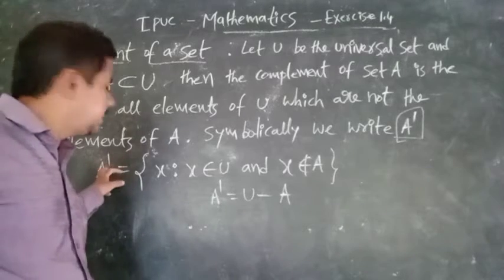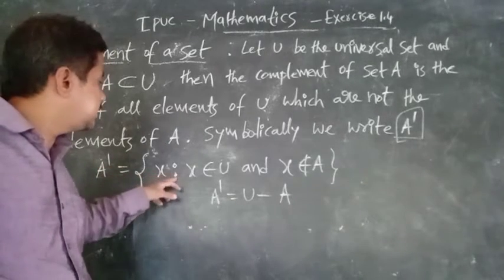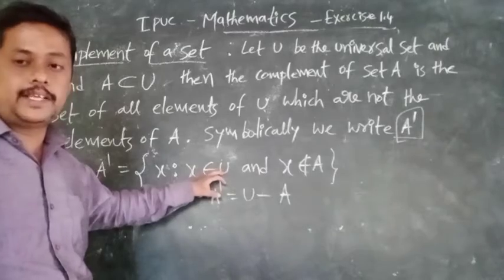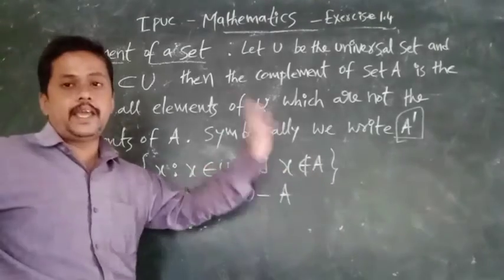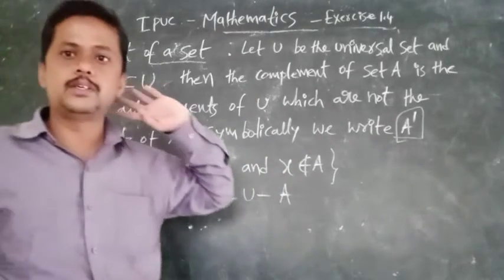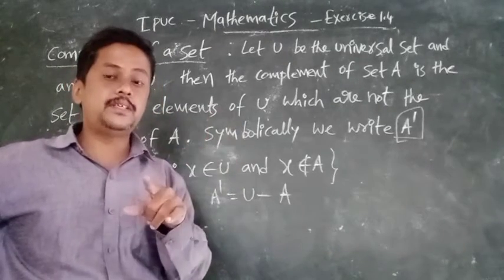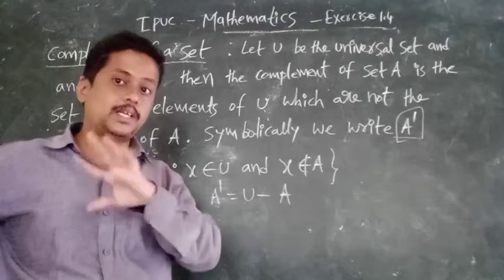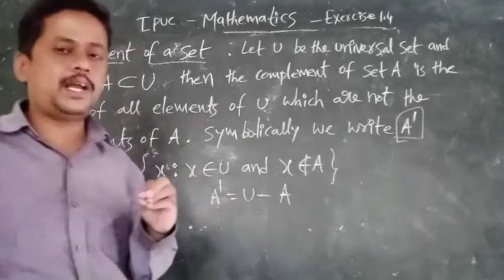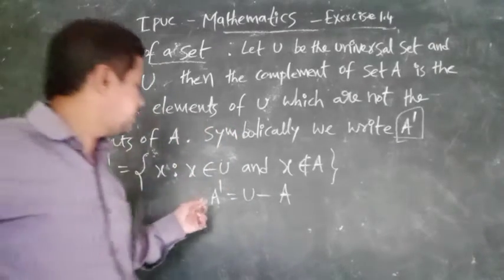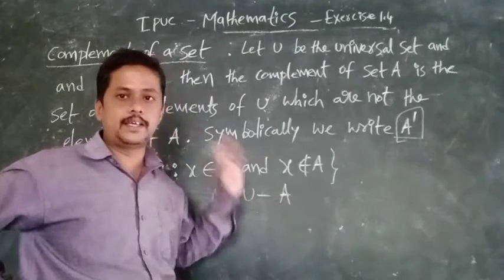A dash is equal to {x such that x belongs to U}. It contains in U but not in A. A dash means it contains in U but not in A. B dash means it contains in U but not in B, like that. Symbolically, A dash is equal to U minus A.